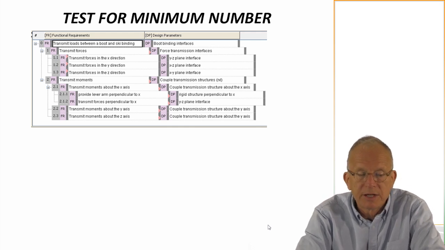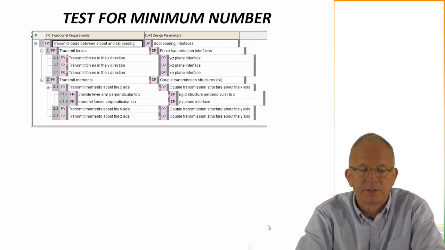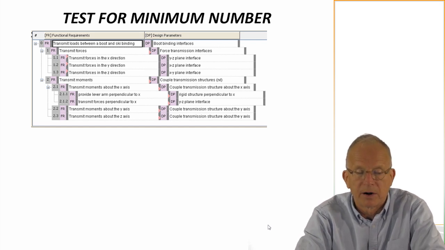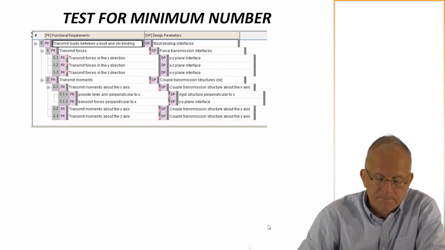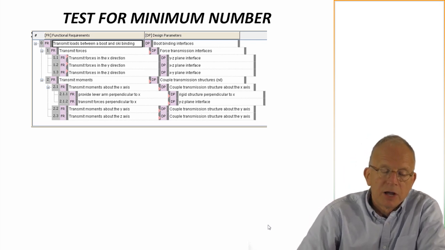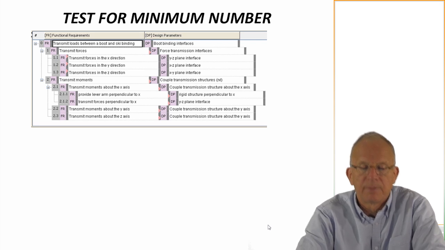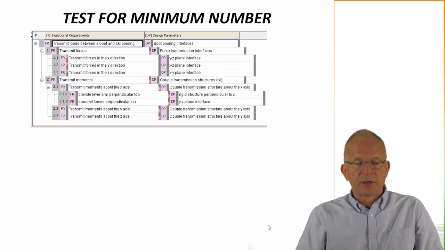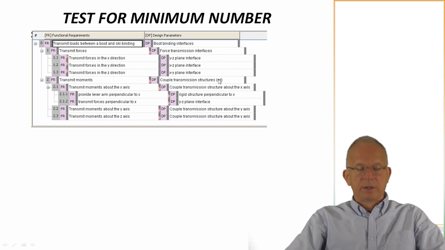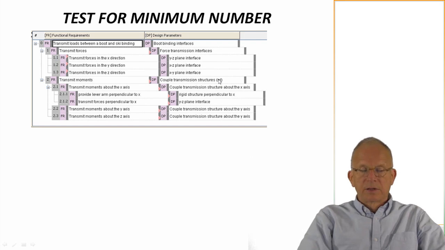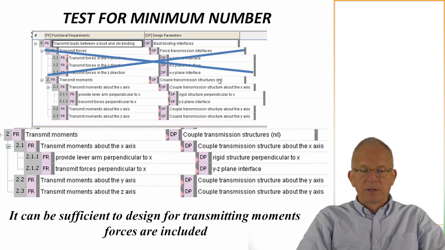So if we consider this, the further decomposition of transmit moments decomposes into provide lever arm and then transmit forces. Now I should note that provide lever arm is a weak FR because it contains physical information. So that should probably be reworded. So take a critical look at that and see if you can think of a better way to do that.